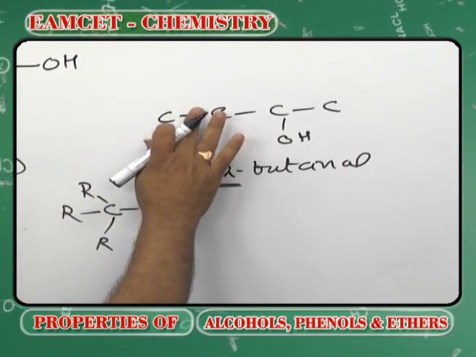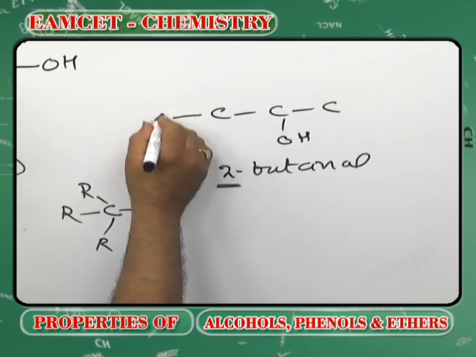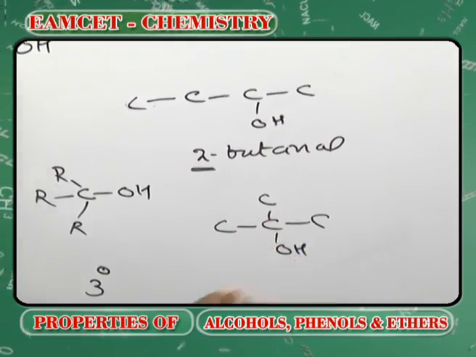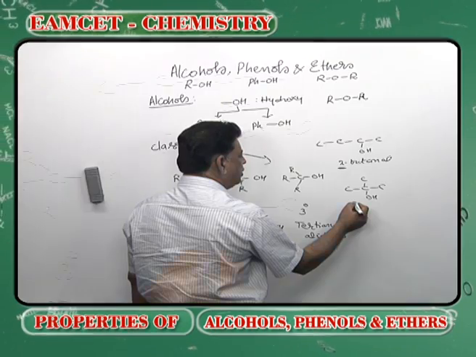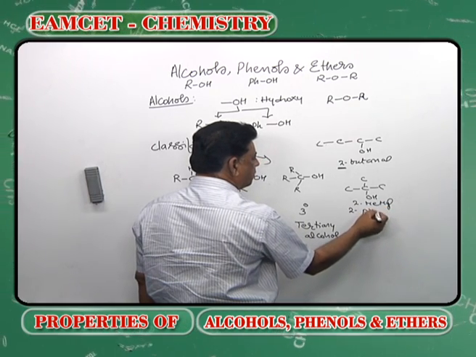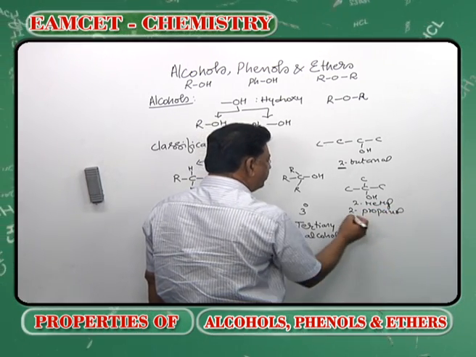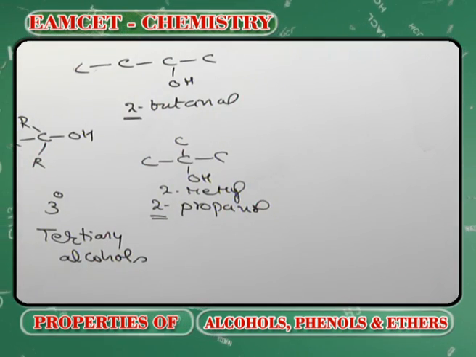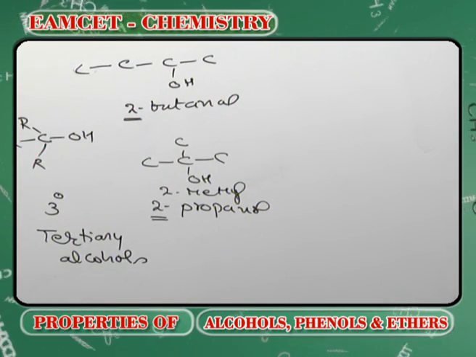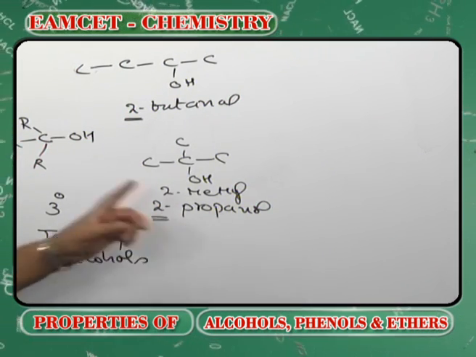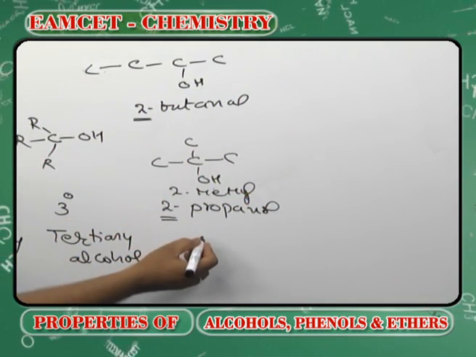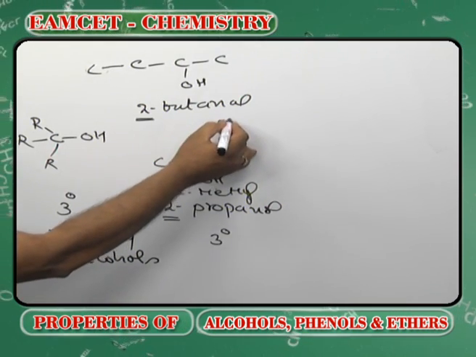For example, if this compound is changed, I will write one more compound. This is 2-methyl 2-propanol, 2-methyl 2-propanol. So, the 2 is not referring to the degree. Here 2-butanol is 2 degree, but 2-methyl 2-propanol, the OH attached carbon has 3 methyl groups, therefore it is 3 degree. This is okay, 2 degree.